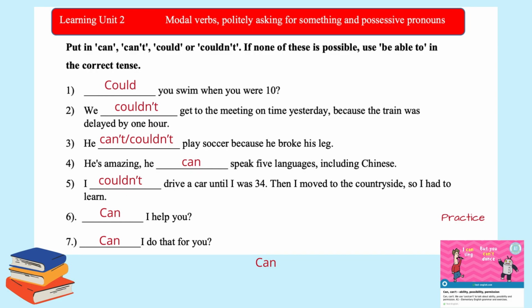We couldn't get to the meeting on time yesterday. Now repeat. 2. We couldn't get to the meeting on time yesterday. 3. He can't play soccer because he broke his leg. Or also, he couldn't play soccer because he broke his leg.